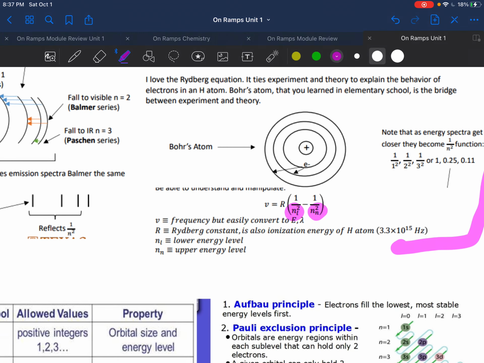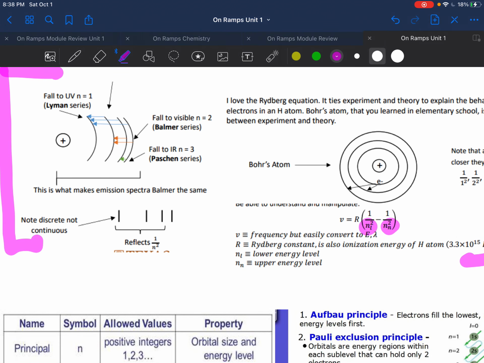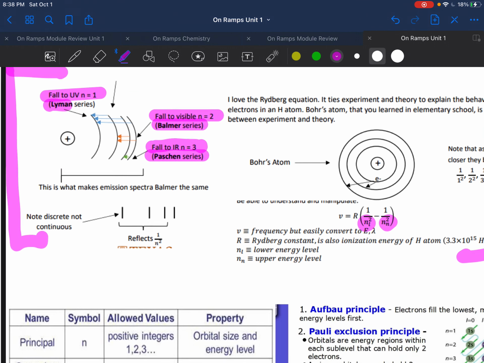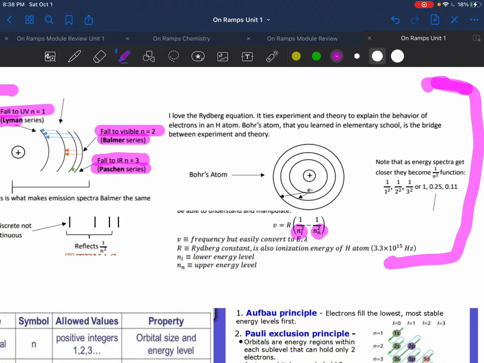Anything that falls to n equals 1 is UV, also known as the Lyman series. Falls to visible, which is n equals 2, is the Balmer series. Falls to n equals 3, which is infrared, is the Paschen series. This is the emission spectrum.